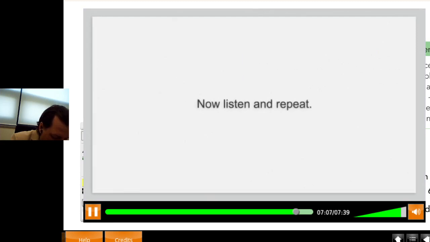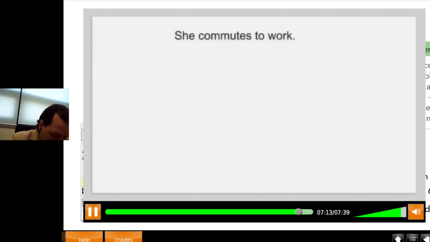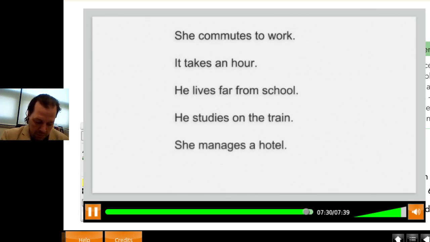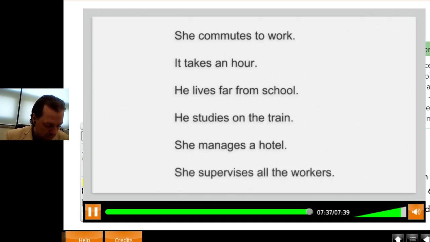Now listen and repeat. Click on pause after each sentence. She commutes to work. It takes an hour. He lives far from school. He studies on the train. She manages a hotel. She supervises all the workers.